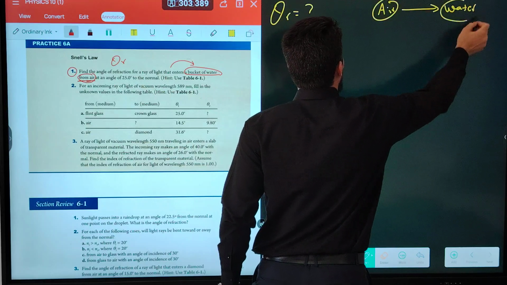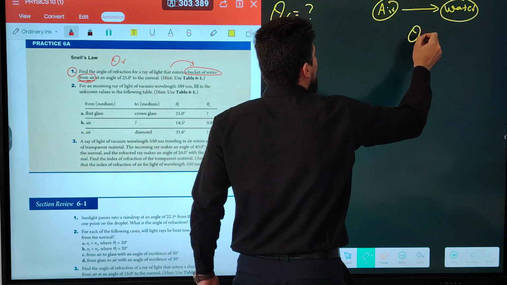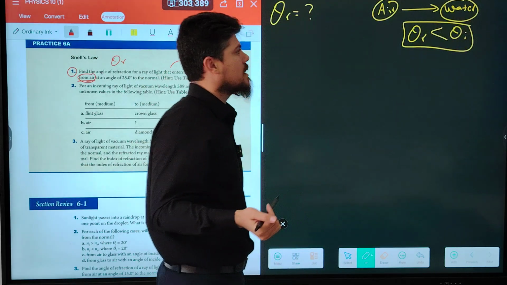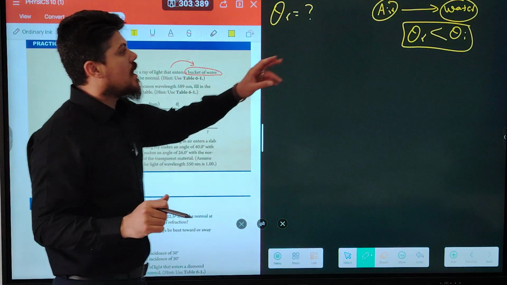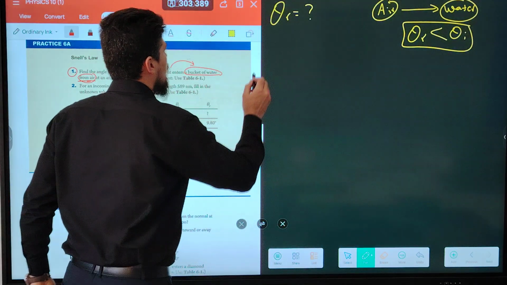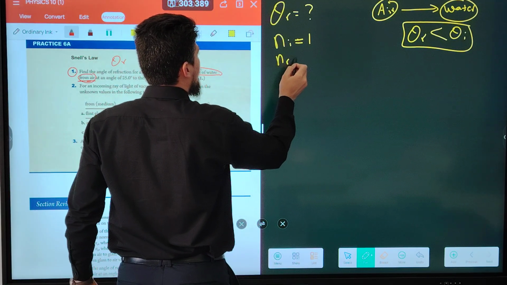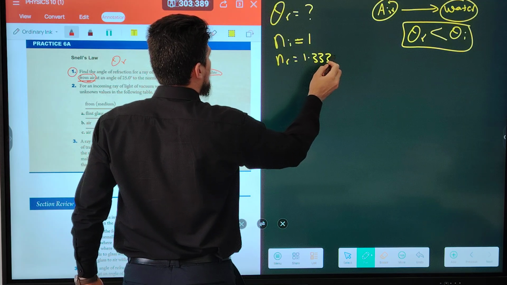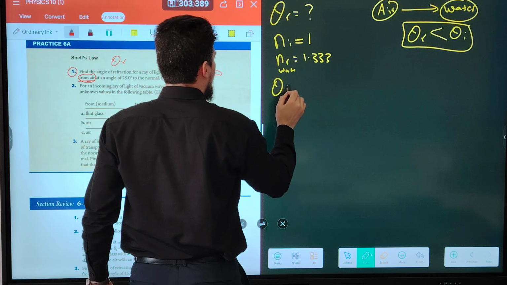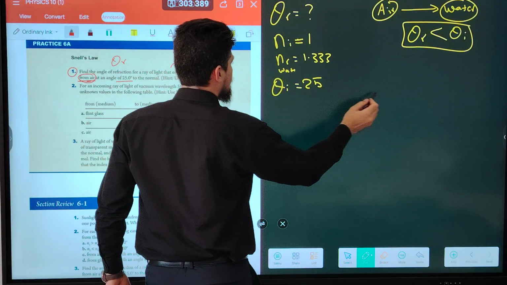From low density to high density. Whenever the light travels from low density to high density, theta R must be less than theta I, or theta I is bigger than theta R. When is theta I bigger than theta R? When the light travels from low density to high density. Ni, the first substance, is equal to 1 for air, and Nr is equal to 1.333 for water. Theta R is unknown. Theta I is 25 degrees.